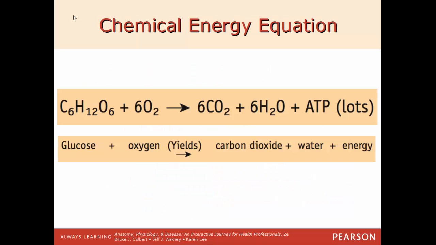All right, here's a chemical equation for cellular respiration. Sugar, C6H12O6, that's common glucose, plus oxygen that you are breathing. All that will give you carbon dioxide that you breathe out, plus water, plus a large number of ATP. That's a very generic form of cellular respiration.